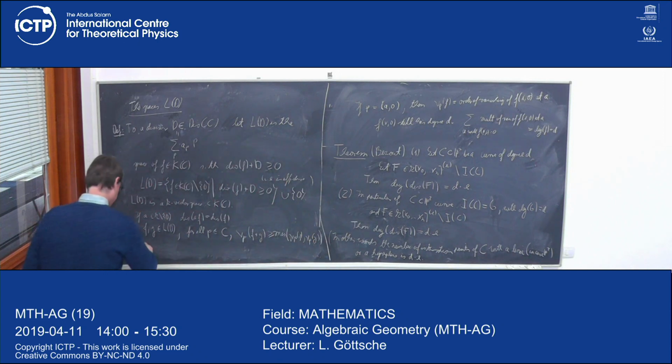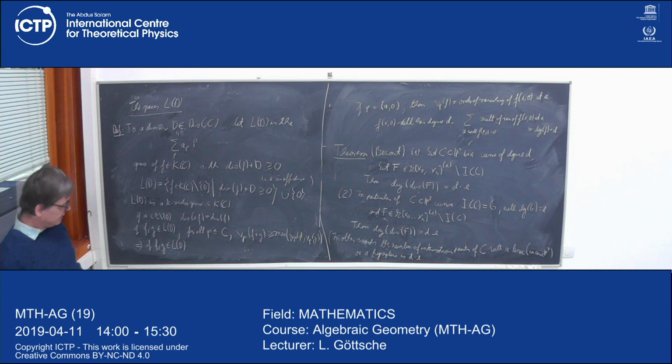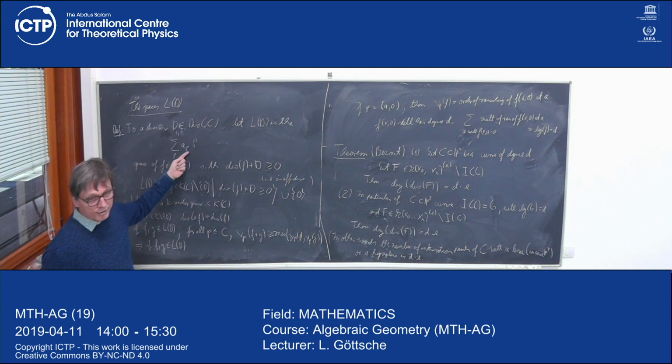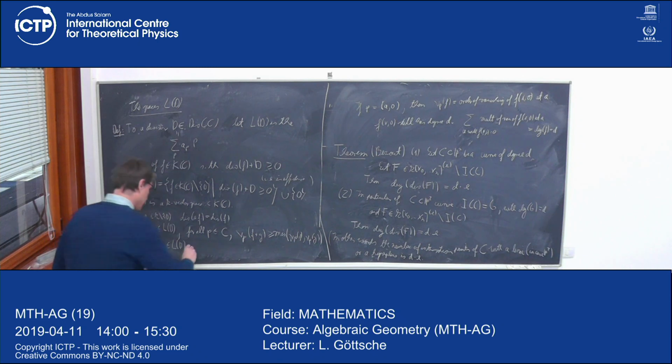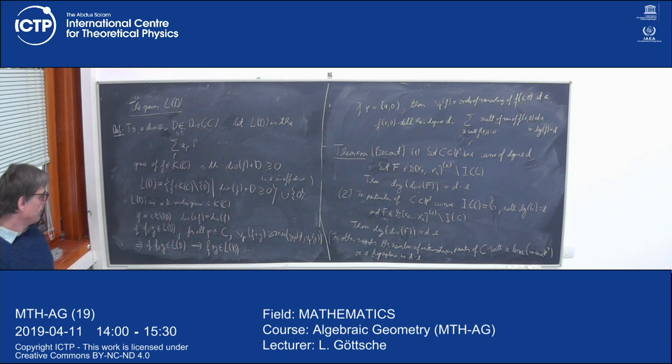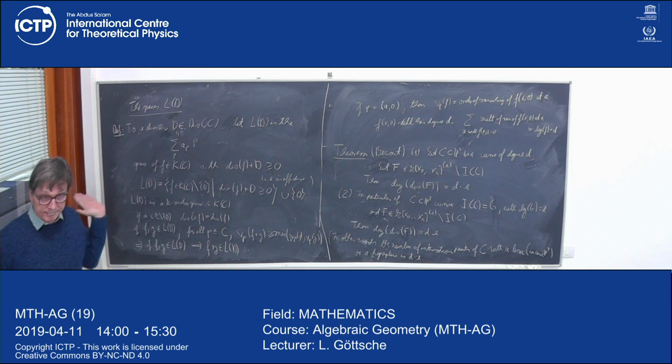So thus it follows that if F and G are both in LD, so that means for each of them the multiplicity at every point is bigger than minus the corresponding multiplicity here, then it follows that F plus G also is in LD. So therefore LD is a vector space, a K vector space.